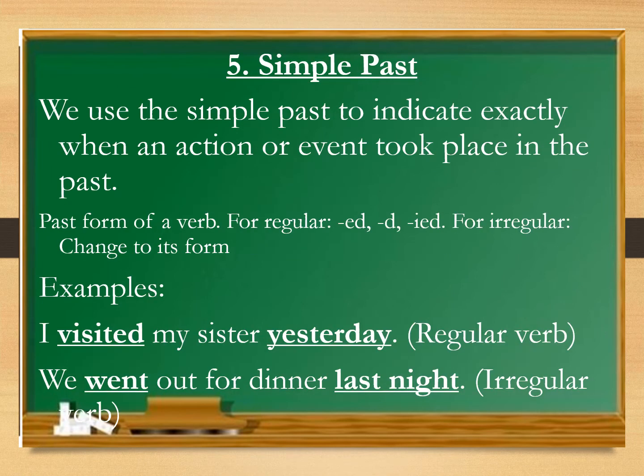Number 5. Simple past. We use the simple past to indicate exactly when an action or event took place in the past. So for the past form of the verb, for regular, we add ed, d, or ied. For irregular, we change it to its past form. Examples: I visited my sister yesterday. So, visited is a regular verb. We went out for dinner last night. So, went is an irregular verb.